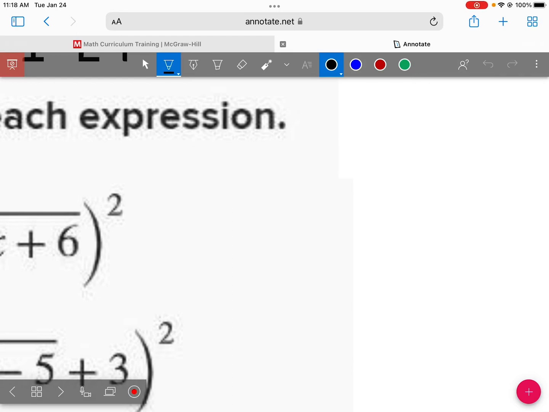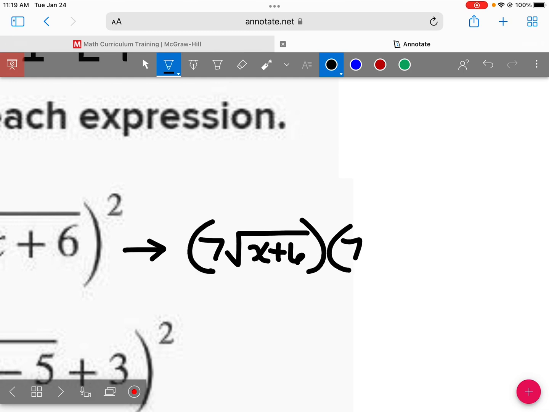So what does it mean to square something? To square, you times it by itself. So if I am squaring 7 times the square root of x plus 6, I'm going to multiply it by itself. So for starters, I'm just going to write it out long ways like this.